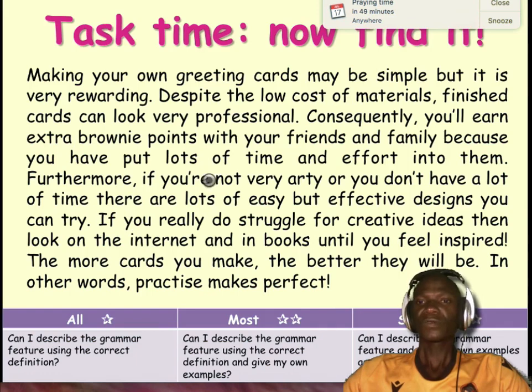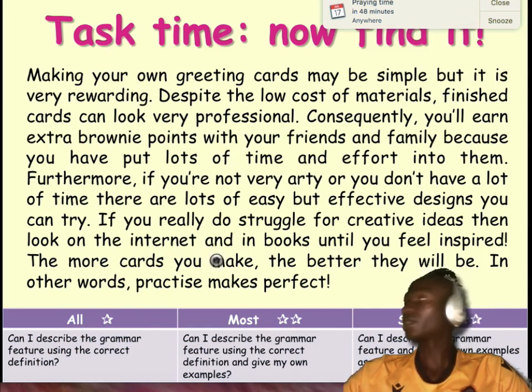We're going to find connectives that were used in this piece of writing. So you have to pause the video, and copy this down into your exercise book and underline all the connectives that you will find in there.